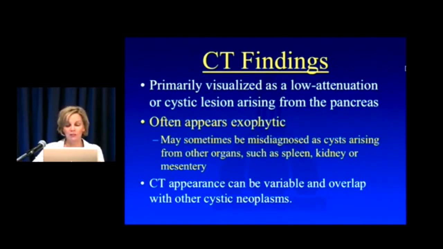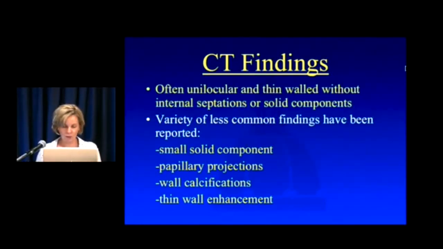Often they're misdiagnosed as other things, like maybe a cyst coming from the spleen or the left kidney that just is next to the pancreatic tail. People may not appreciate that it's actually arising from the pancreatic tail. CT appearance can be variable and overlap with some of the other neoplasms, so sometimes you can't be sure. But the classic appearance would be a unilocular cyst or maybe a couple of locules with a thin wall or internal septations and being very exophytic.